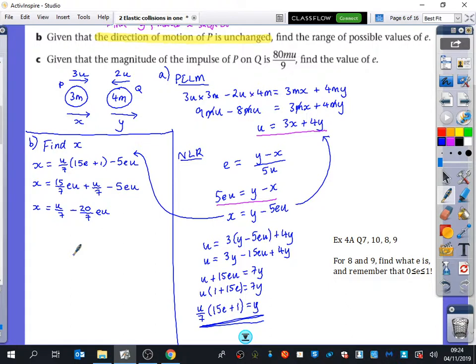All we did there to get the minus 20 over 7 was 15 over 7 minus 5, minus 35. 15 minus 35 over 7 is minus 20 over 7. Why did I write it in this different order? We just don't like starting with negatives. It just doesn't look right to start with negatives.